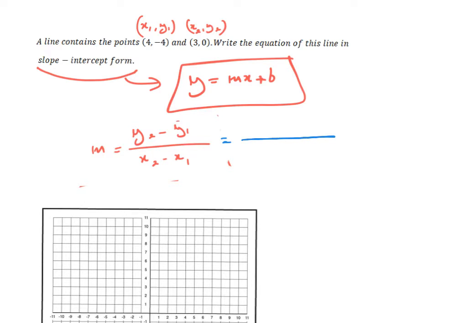So that will be y2, which is 0, minus -4, right? And here we have x2 minus x1, which is 3 minus 4, right? So negative times negative is positive here. So it's going to be 4. And 3 minus 4 will be -1, right?